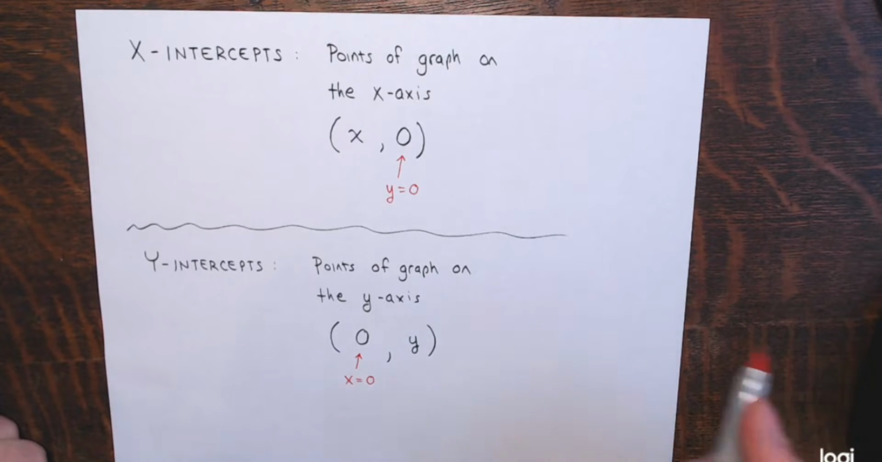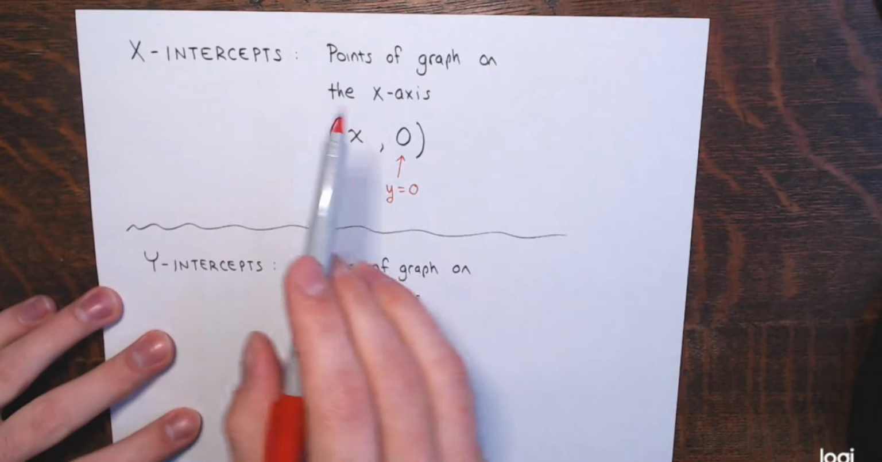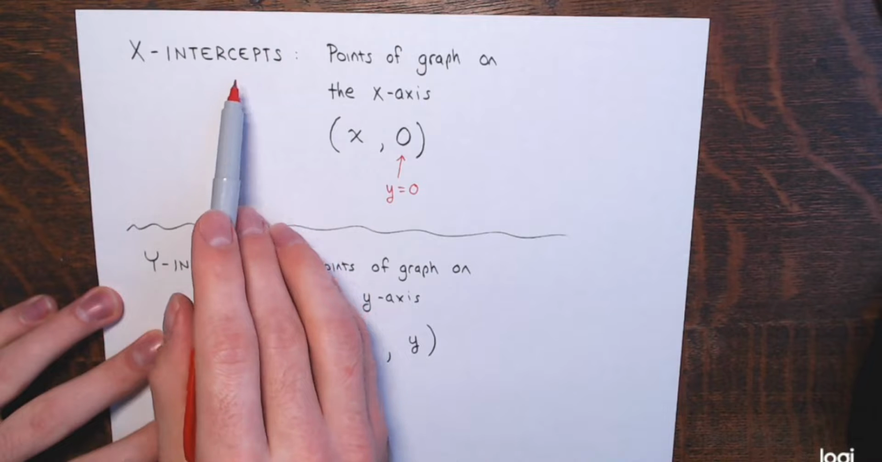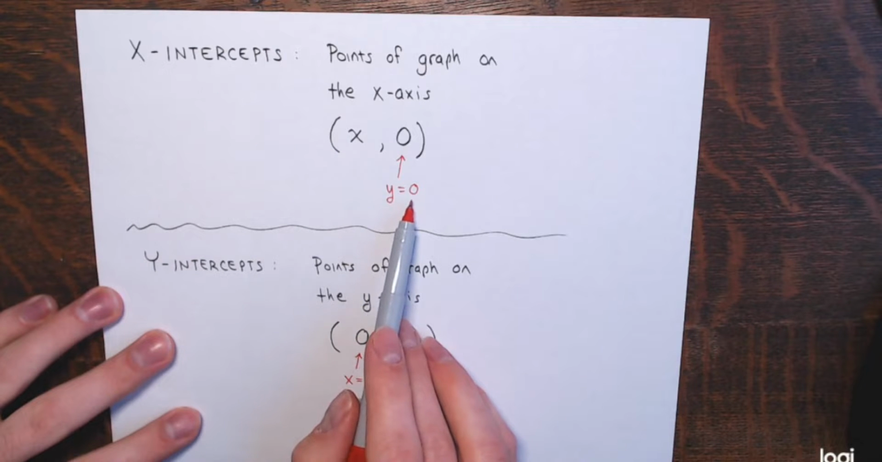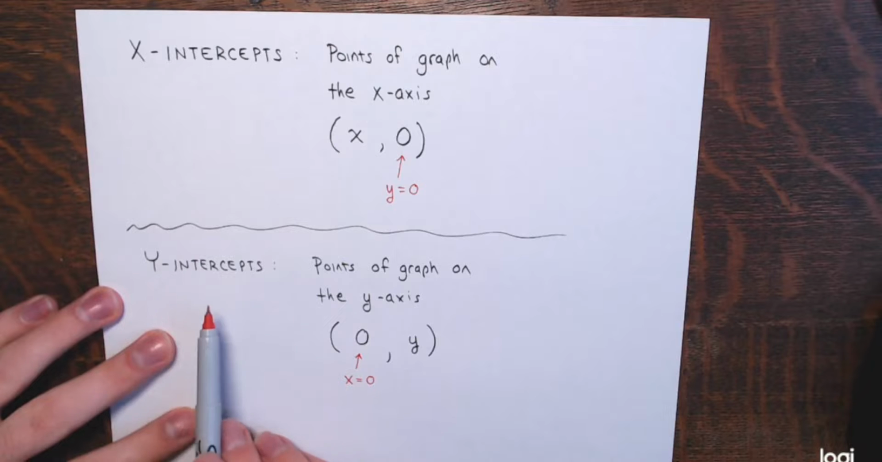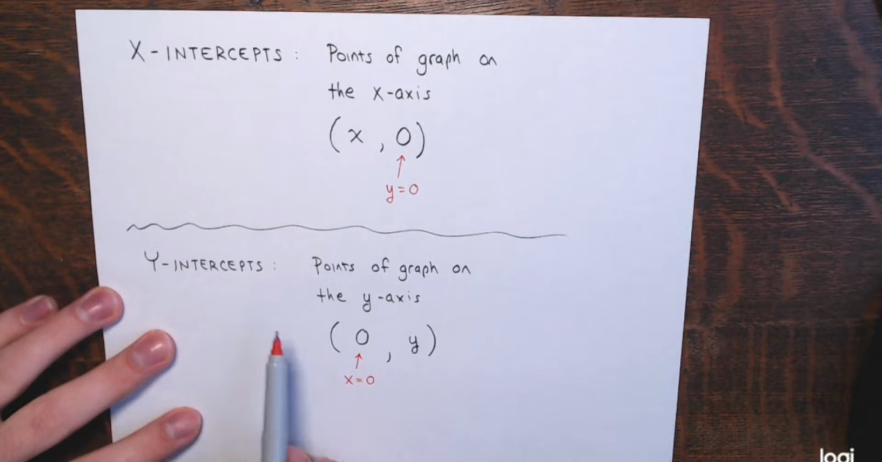And what I've highlighted in red here is how you're going to find these. How do you find an x-intercept or x-intercepts for a graph of an equation? You set y to be 0 and then solve for x. And then how do you find y-intercepts for the graph of an equation? You set x to be 0 and solve for y. And it's really that simple.